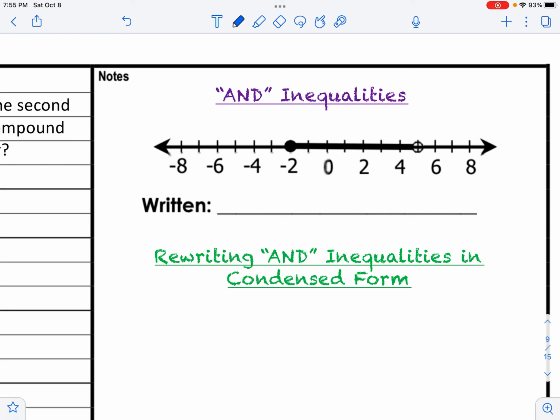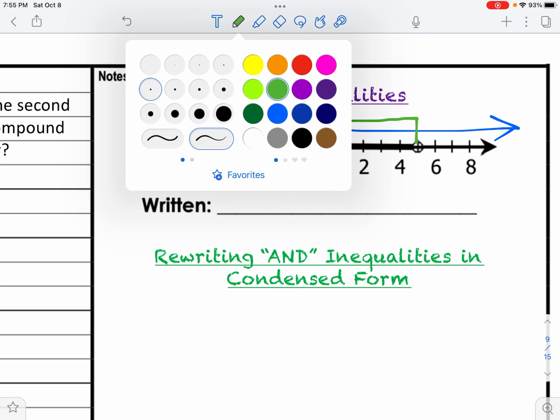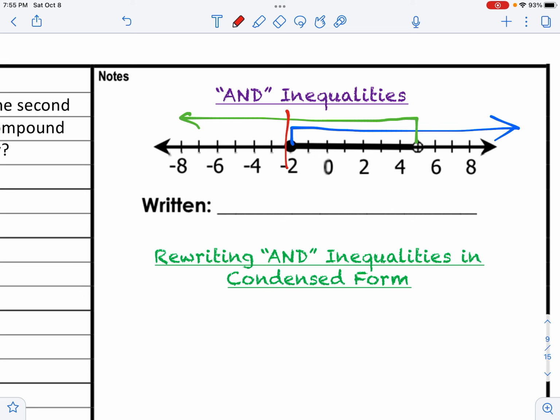Here, I've got this section here where the value is greater than or equal to negative 2. And I have this other section here that I'll put in green where it's less than 5. Now, if we were using an OR, this would go to negative infinity and then all the way up to positive infinity. But because we are saying it's got to satisfy both parts, then that means we're only going from here to here, which is the only part where they both overlap. So that's really what we're looking at.